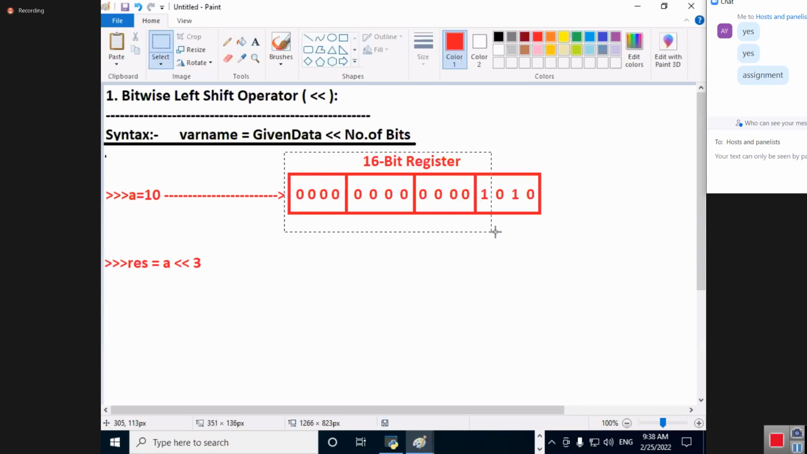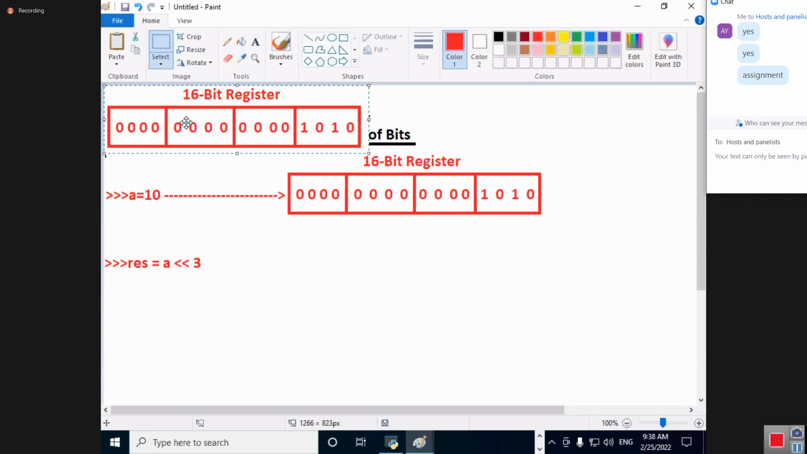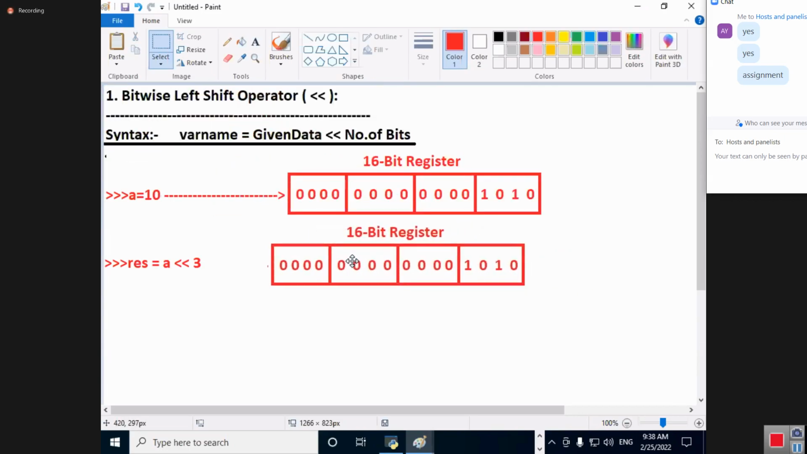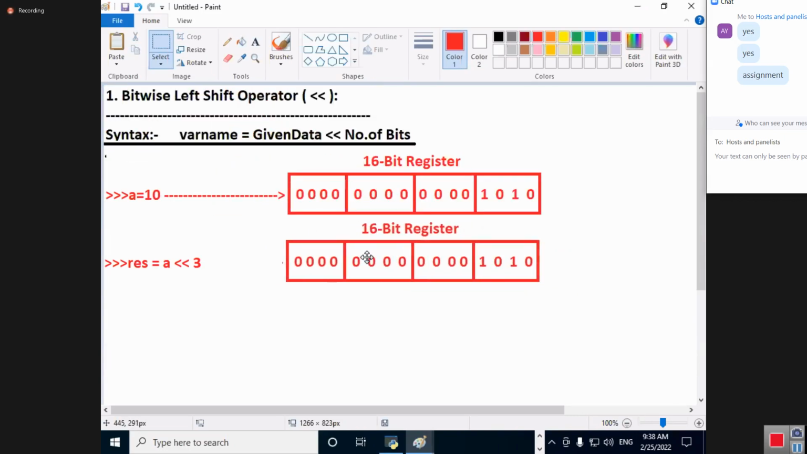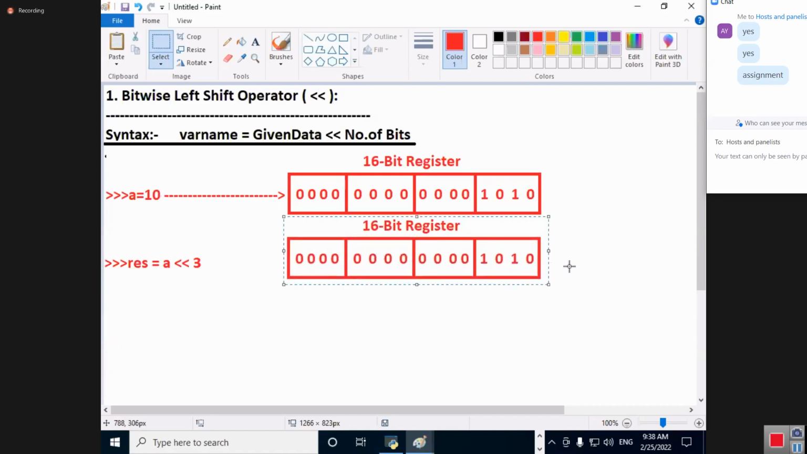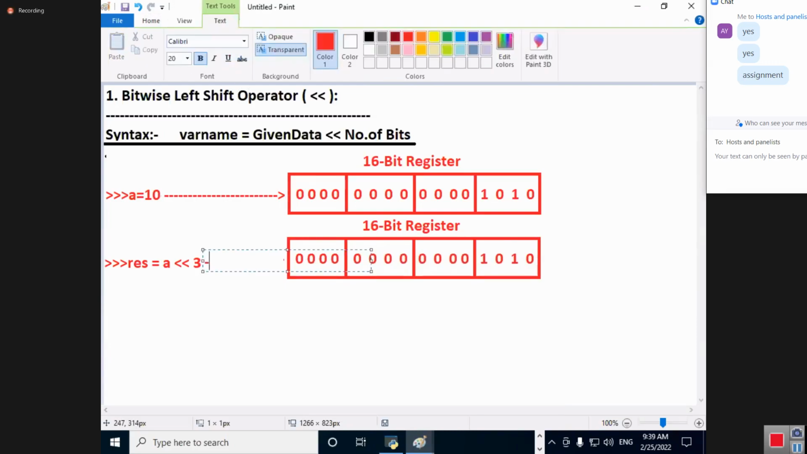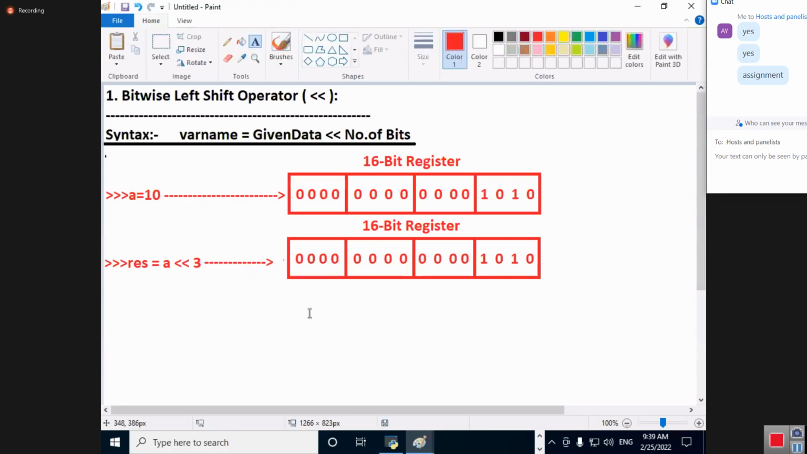I will take this diagram, right? And don't get tense about it. First, try to understand. I will take this number as it is. In this place, whatever you have, what does this diagram say? Move how many bits towards left? 3 bits. 3 bits moving left means remove 3 bits on the left side.